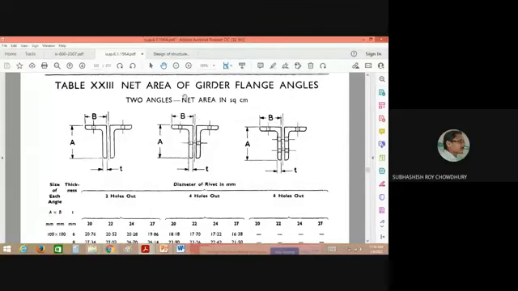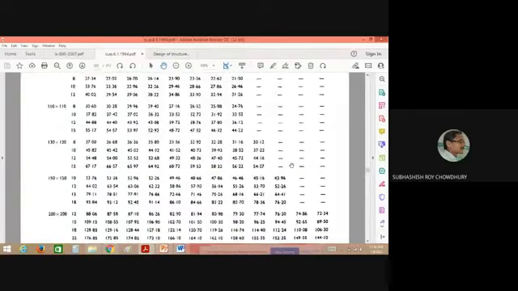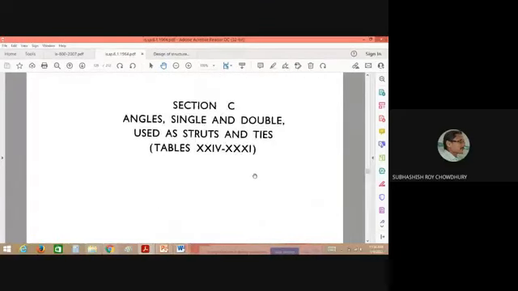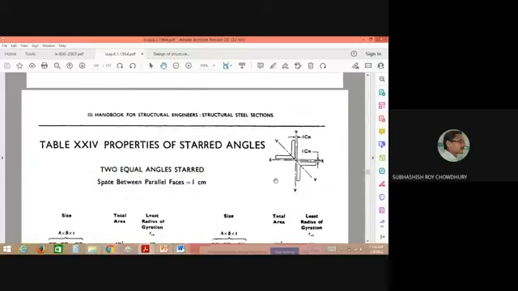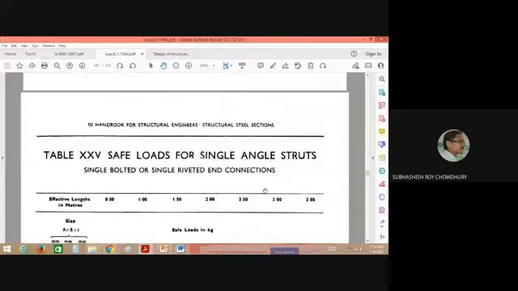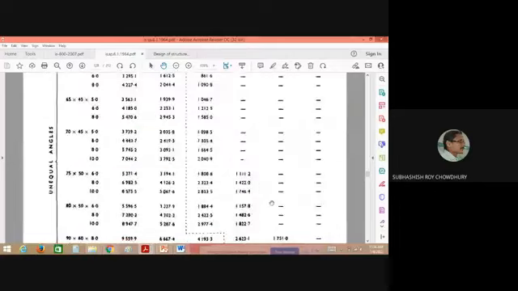Similarly, here some other connection types are there. I'm not entering into that part. Now you will see how other arrangements can be done to connect two members. So this is one combination, called the starred angles. This is one combination.